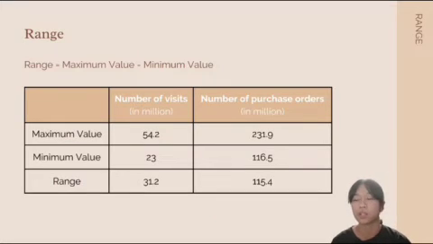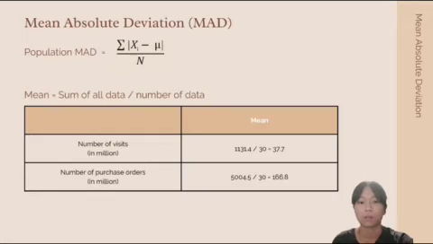First, we need to find the range, which is the difference between maximum value and minimum value. The range for number of visits is 31.2, while the range for number of purchase orders is 115.4. Next, to find the mean absolute deviation, we need to find the mean first, which is by dividing the sum of all data by the number of data. The mean for number of visits is 37.7, while the mean for number of purchase order is 166.8.